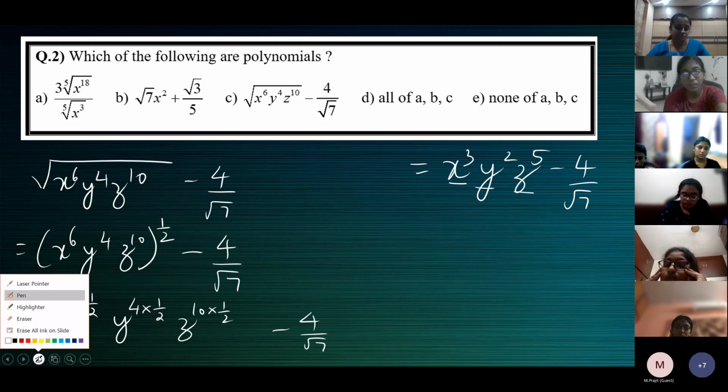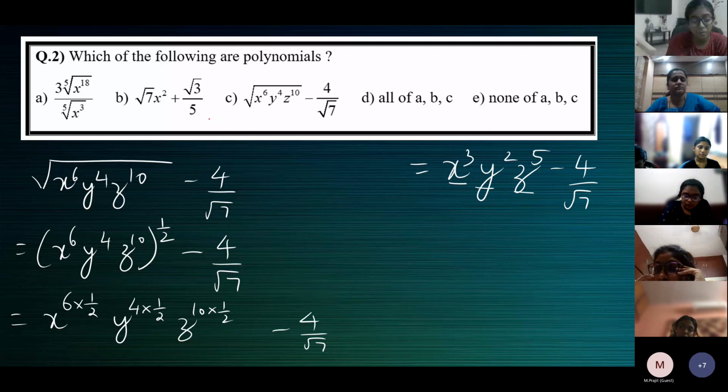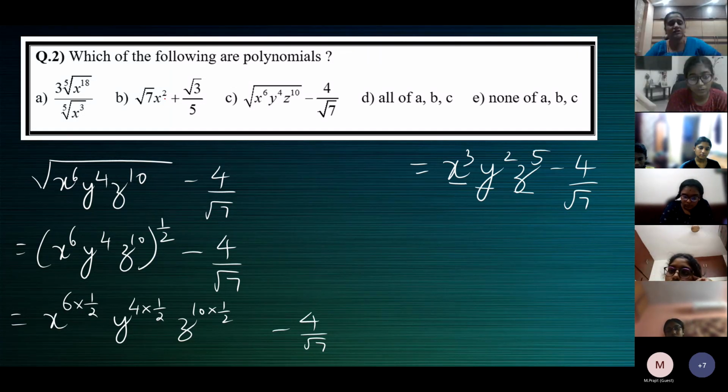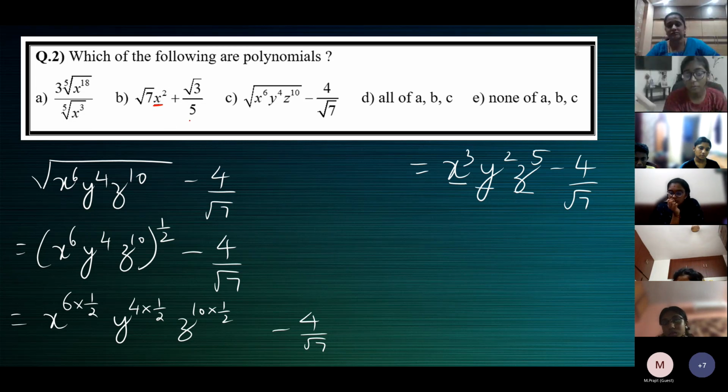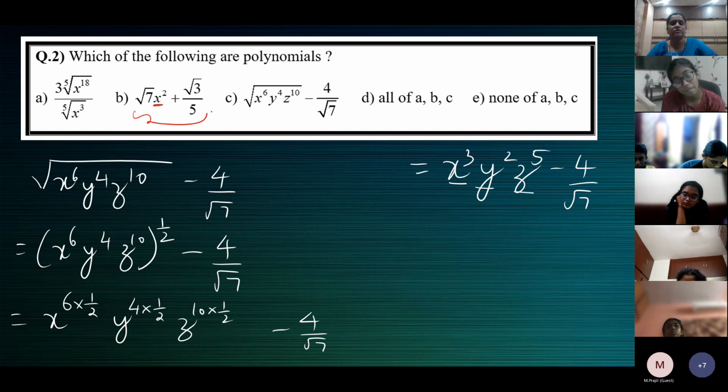Ma'am, in this question for B alone, I couldn't understand, ma'am. In B, what is the variable there? X, ma'am. What is the power of x? X to the power 2, ma'am. Is it a whole number? Yes, ma'am. So it's a polynomial. Okay, ma'am. Children, write on this simplification part for C.